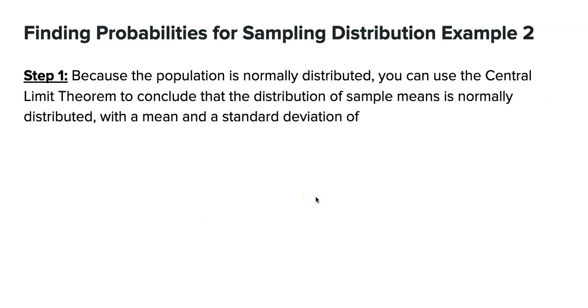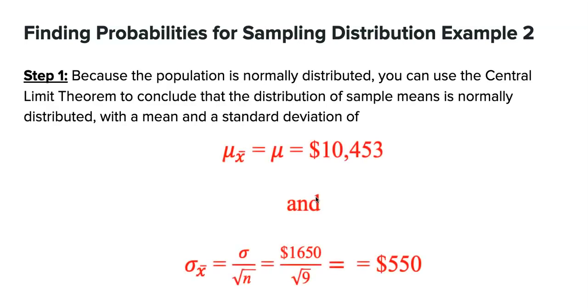All right, step 1. What do you need to do first? Well, we got to find the mean and the standard deviation, right? The mean of the sampling distribution is always equal to the population mean, which we were given as $10,453. But you got to find the standard deviation. And the rule is to divide the population standard deviation by the square root of your sample size. The sample size was 9, so you're really dividing 1650 by 3. The standard deviation comes out to be $550.